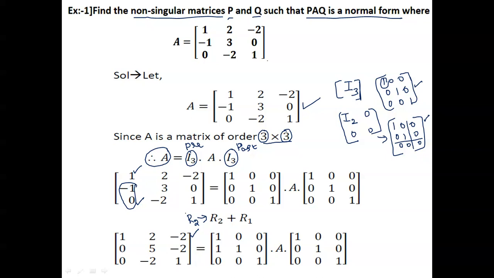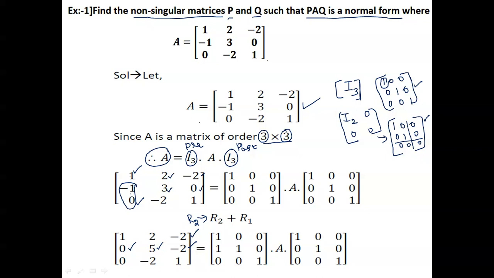So R2 tends to R2 plus R1. So minus 1 plus 1 becomes 0. In the same way, 3 plus 2 is 5, and 0 plus minus 2 is minus 2. The remaining elements in the third row are written the same: 0, minus 2, 1.